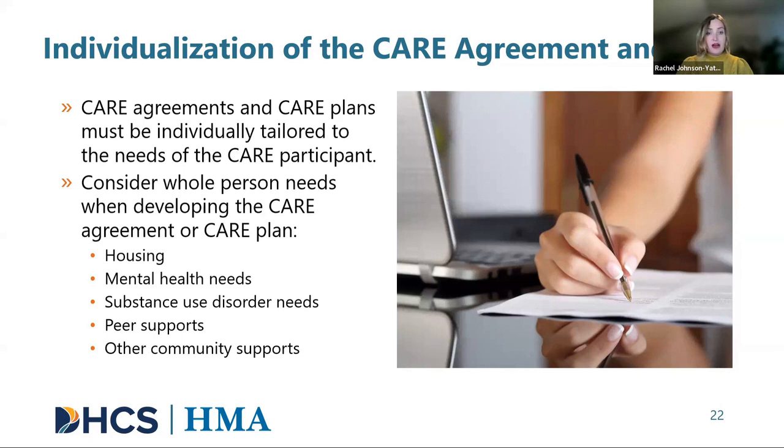What we know is that needs often include things like housing, mental health treatment, substance use disorder needs, peer supports, transportation, employment, other community supports. And it's really important for the supporter to be aware of all of the variety of needs that the person might have, as the volunteer supporter role is about supporting the care participants and voicing and choosing individualized preferences.